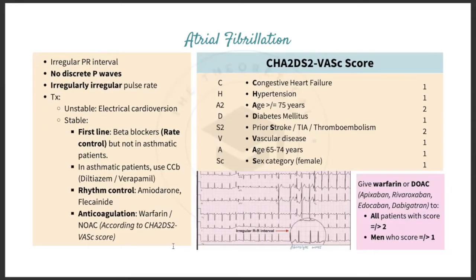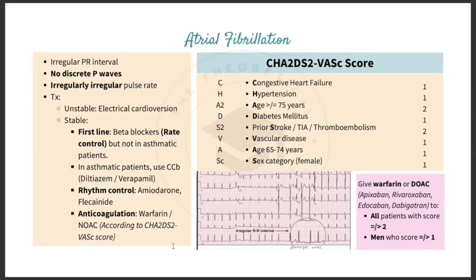Atrial fibrillation. So in atrial fibrillation, there are irregular PR intervals and no discrete P waves. The pulse rate would be irregularly irregular. Now, how do you treat this patient? First of all, is the patient stable or unstable?